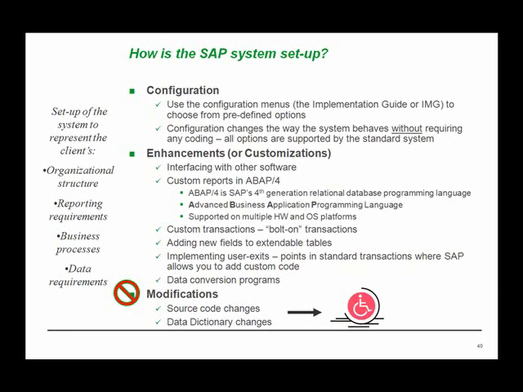So how is the SAP system set up? First you do configuration. The consultants will tell you something called implementation guide or IMG. That's your predefined options. Configuration changes the way the system behaves without requiring any coding. There is no coding involved. There is no programming involved.